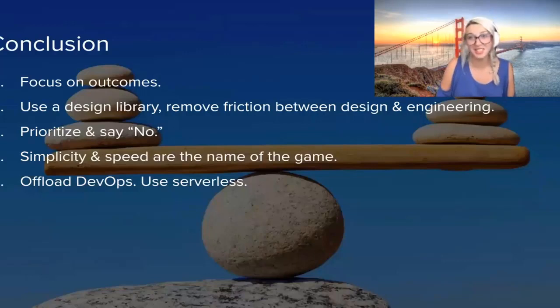So in conclusion, focus on outcomes, use a design library, prioritize your tasks, and know what you're saying no to. Talk to your team about that, that's critical. Simplicity and speed are the name of the game, and offload DevOps, serverless is your friend.